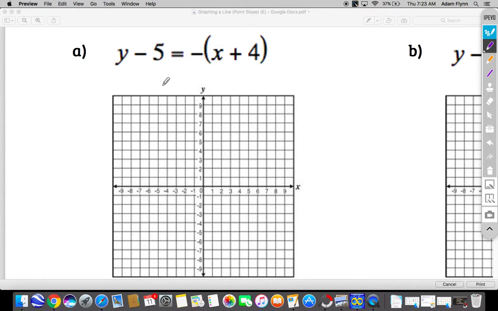Okay, so I'm given y minus 5 equals negative 1 times x plus 4. So I know it's in point slope form right off the bat because the y and the x are on opposite sides of the equal sign, but the y is not alone. It's got this 5 being subtracted from it. Also, another telltale sign that it's in point slope form, I have parentheses right here. Okay, so I'll get rid of those parentheses by distributing.